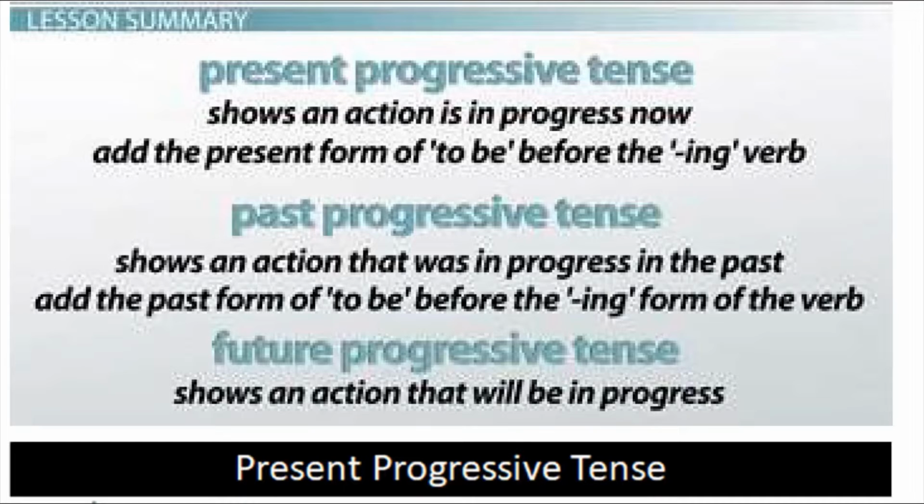Past progressive tense shows an action that was in progress in the past, and you need to add the past form of be before the ing form of the verb.